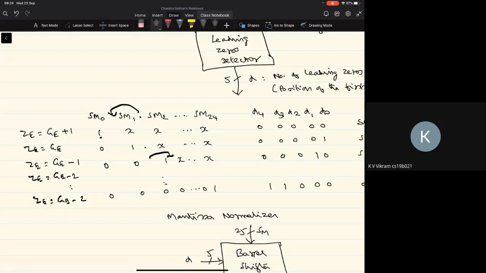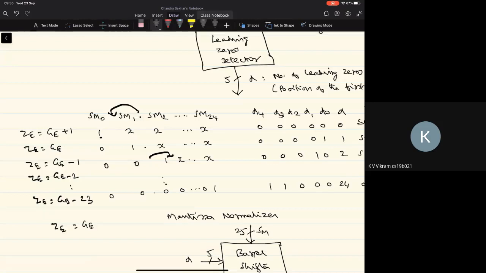What is the last case? Here we have to shift the binary point by how many bits? 23 bits, because the binary point has to go to the extreme point. Now, what is the D value here? D value is 0, 1, 2, and so on, up to 24.